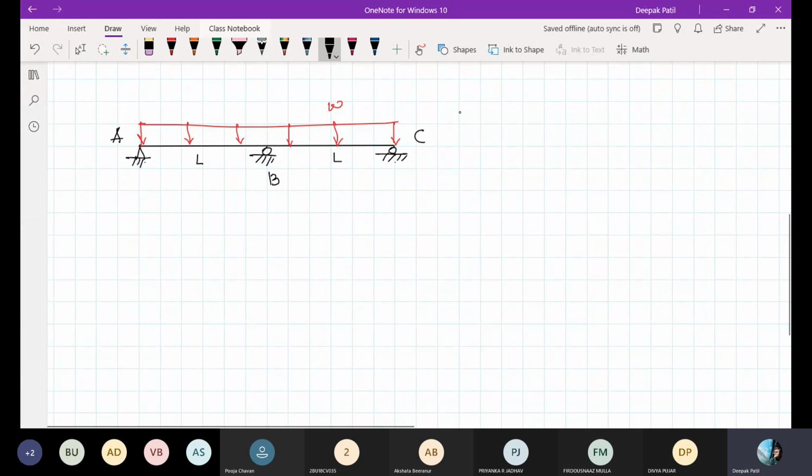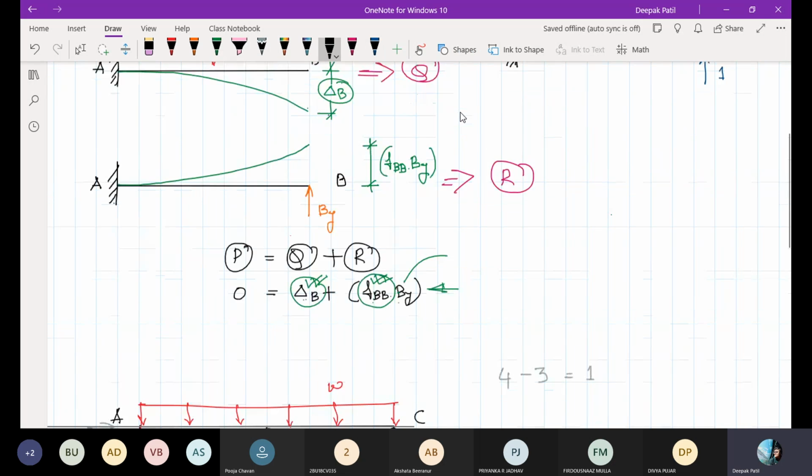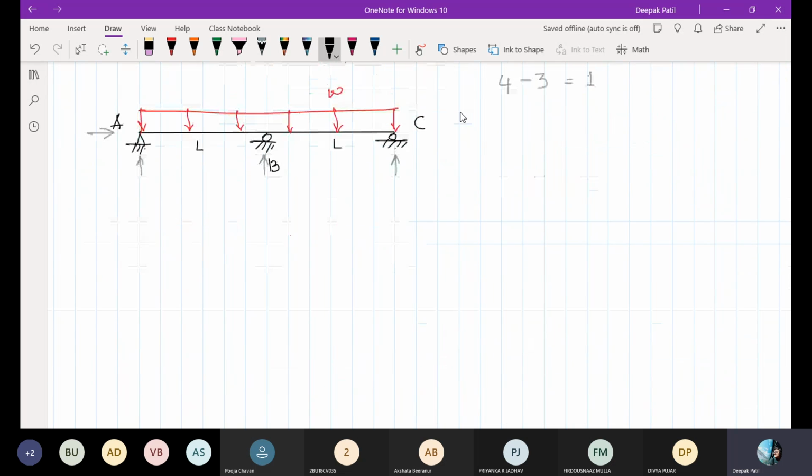Now once again, this is an indeterminate structure. So how many unknown reactions are there? Let us neglect the axial force. Okay, let me take the axial force. So how many unknown reactions are there? 1, 2, 3, and 4. So 4 unknown reactions are there, but we have only 3 equilibrium equations. So it is indeterminate to a degree of 1. Now the same procedure I did in the previous example, I am going to do here.